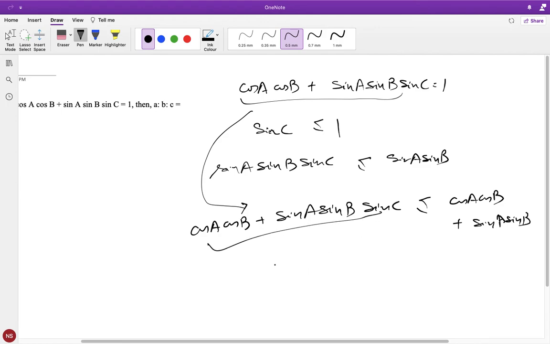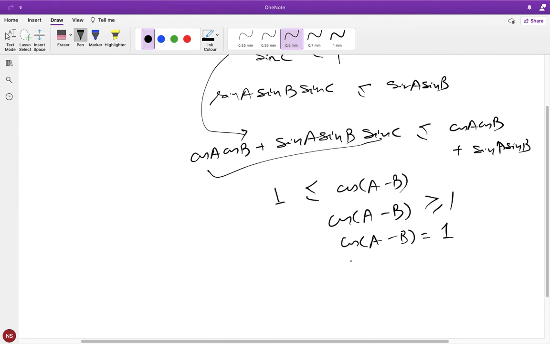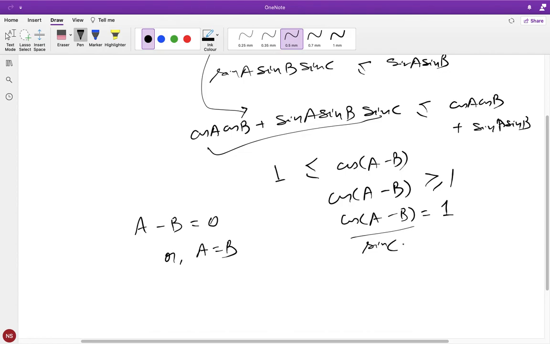Now this thing is given to us as 1, and this will be what? Cos of A minus B. So cos of A minus B is greater than or equal to 1. This has only one solution, which is cos of A minus B is 1, because this value is never greater than 1. So this is possible only in the case A minus B equals 0 or A equals B, and this happens when sin C is equal to 1. Sin C is 1, then C equals 90 degrees. A and B are equal, C is 90, so A and B are both what? 45 degrees.